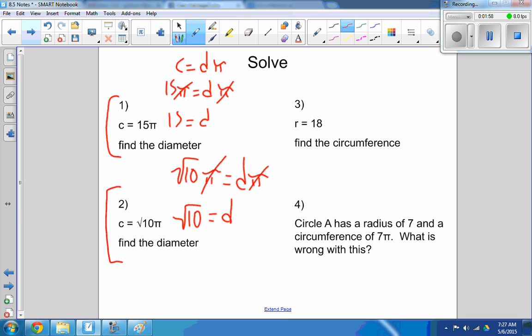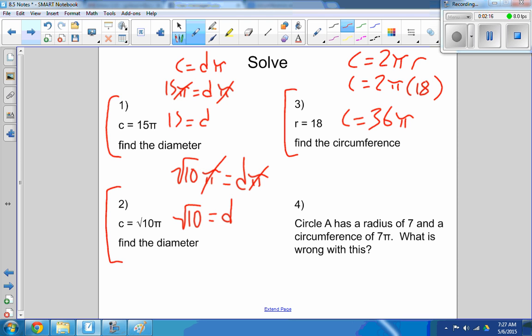All right, now we got the radius is 18, and we got to find the circumference. Well, remember, circumference is 2 pi r. So circumference is 2 pi times the radius of 18. So 18 times 2 is 36 pi.